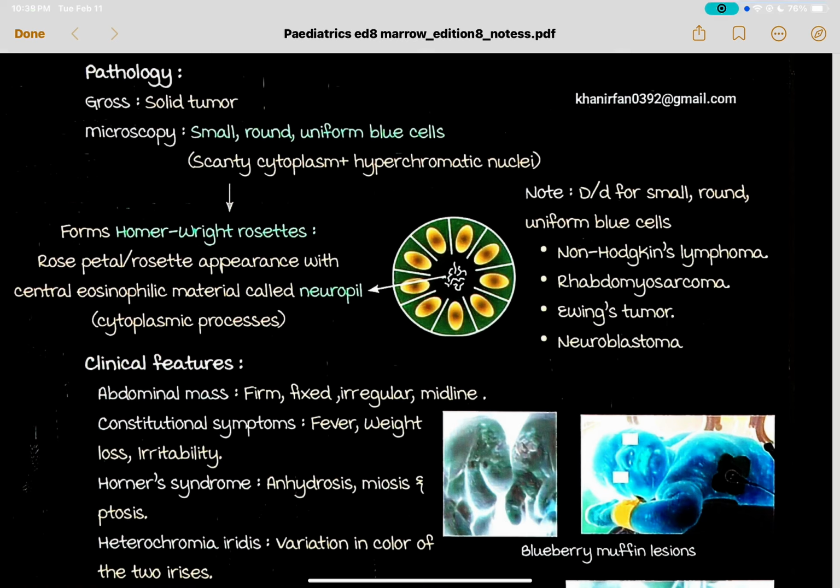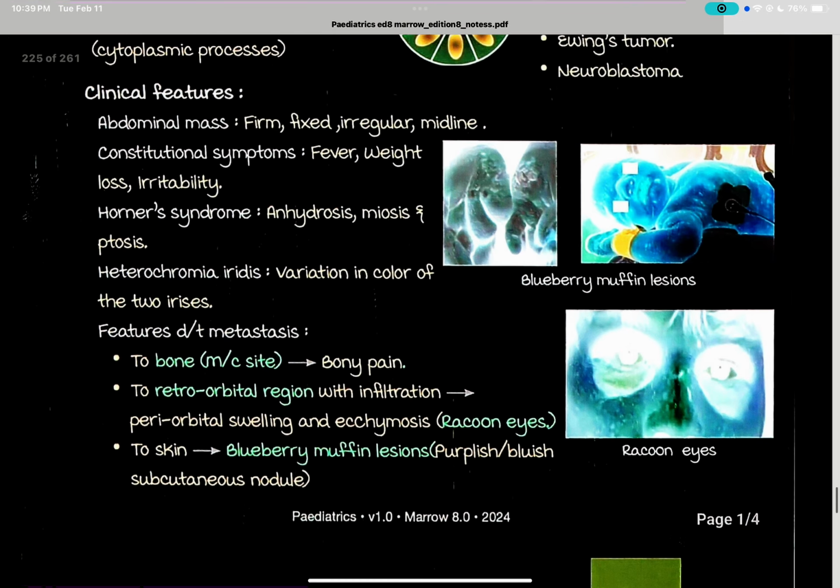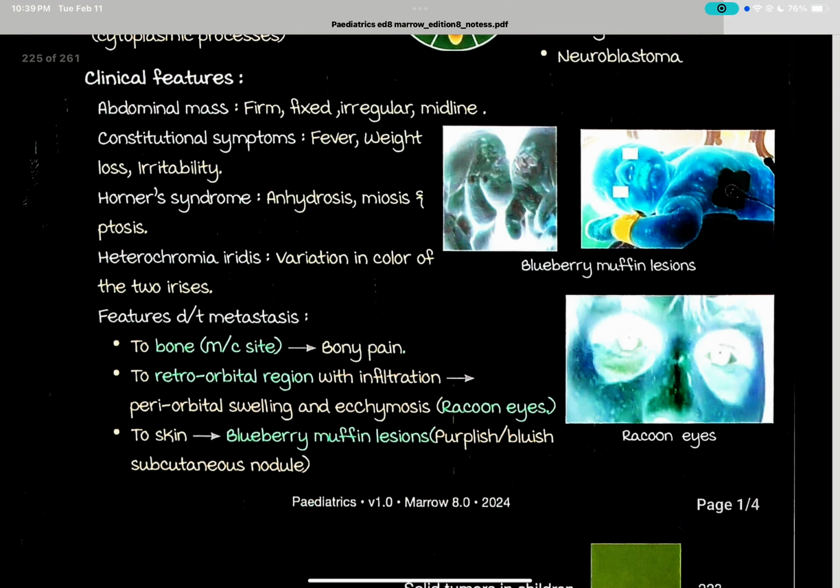What is the differential diagnosis for small uniform blue cells? Non-Hodgkin's lymphoma, neuroblastoma, rhabdomyosarcoma, and Ewing's tumor. Clinical feature: an abdominal mass that is firm, fixed, irregular, and midline.